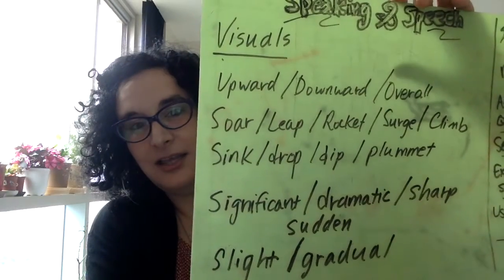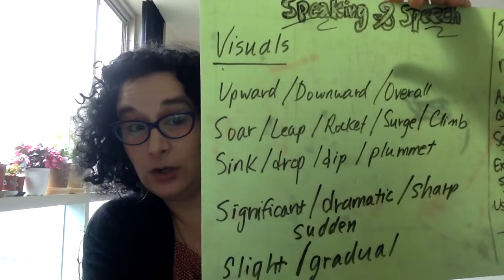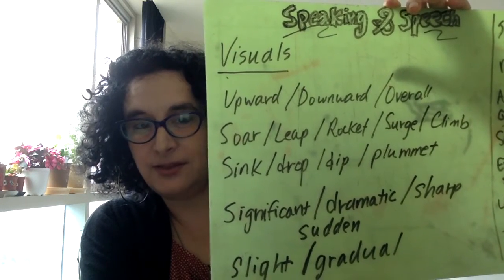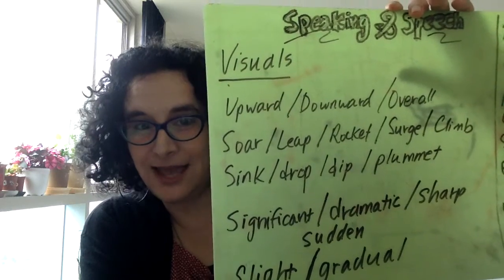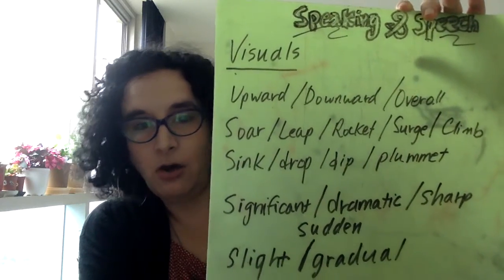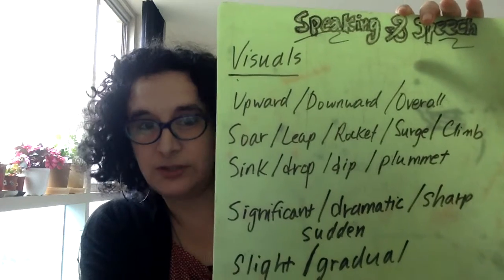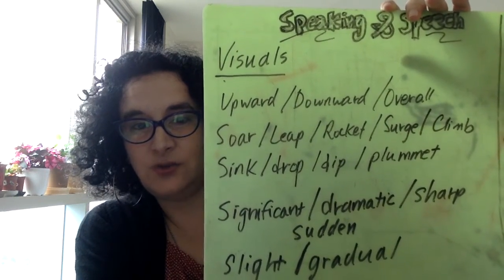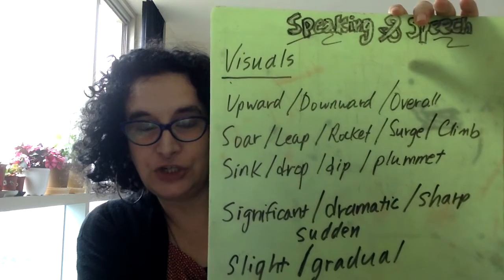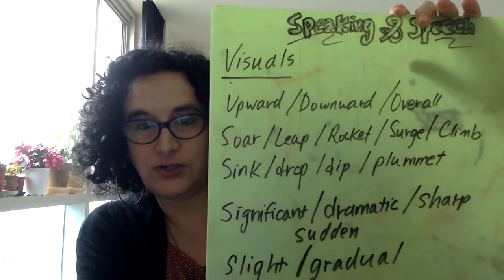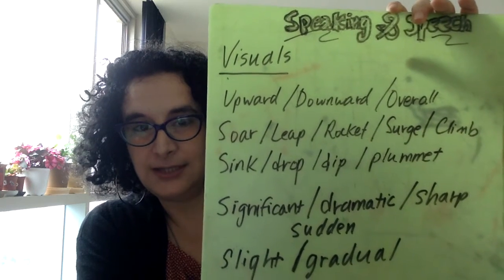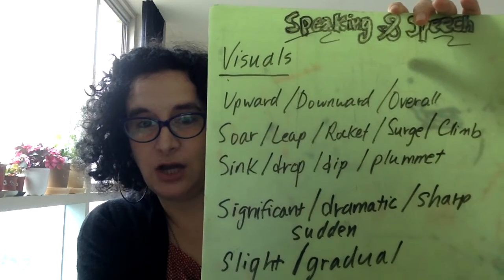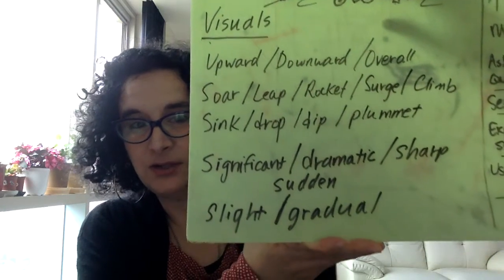So here is some vocabulary that you are going to use. The line that goes up, the upward line. The line that goes down, the downward line. Overall, in general, mostly we see, right? Okay? And then you'll notice the next line says soar, leap, rocket, surge, and climb. All of those are to talk about things that go up. Sink, drop, dip, plummet. All of those are things that go down.